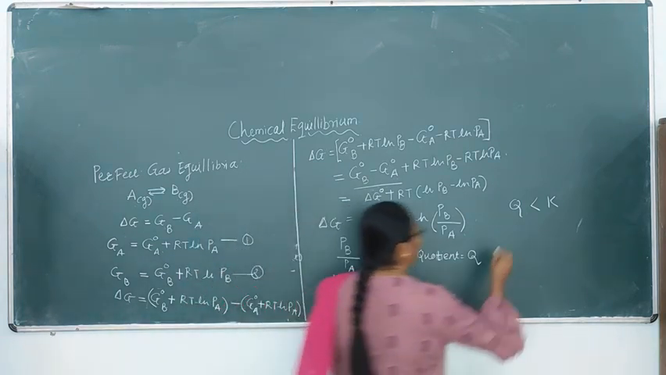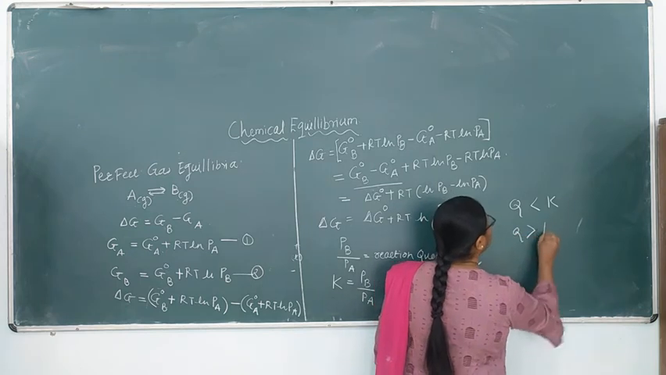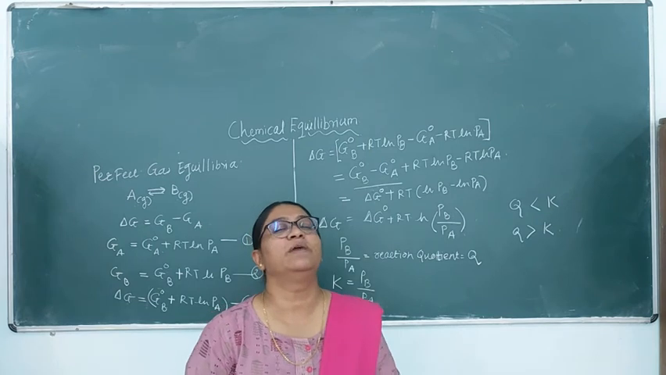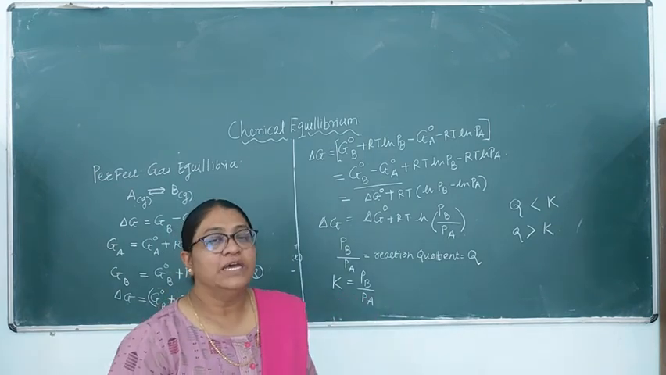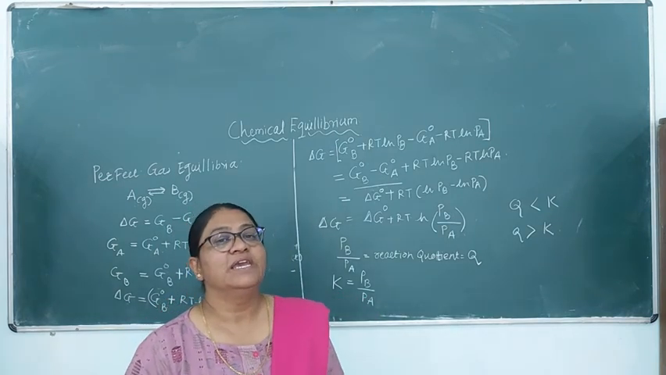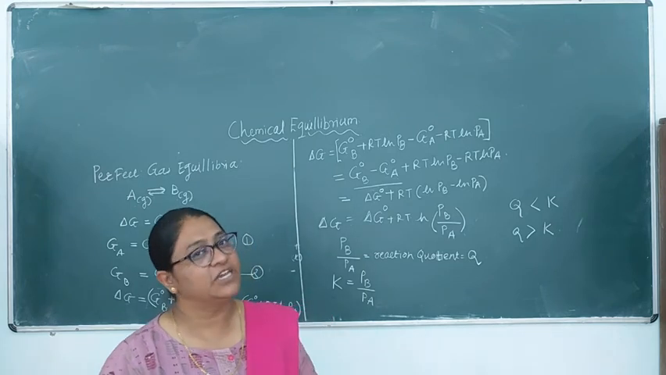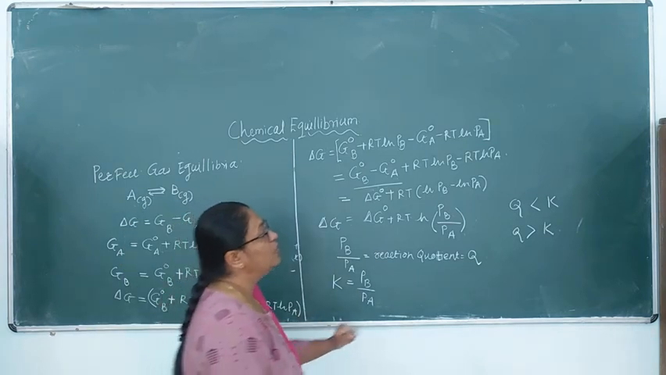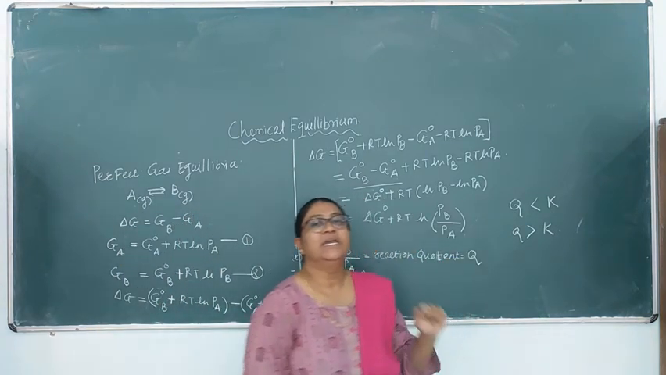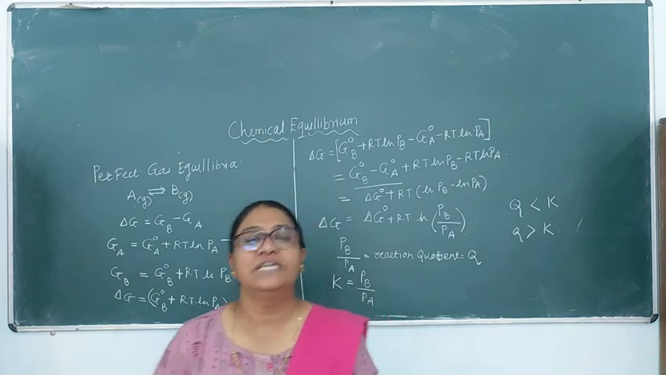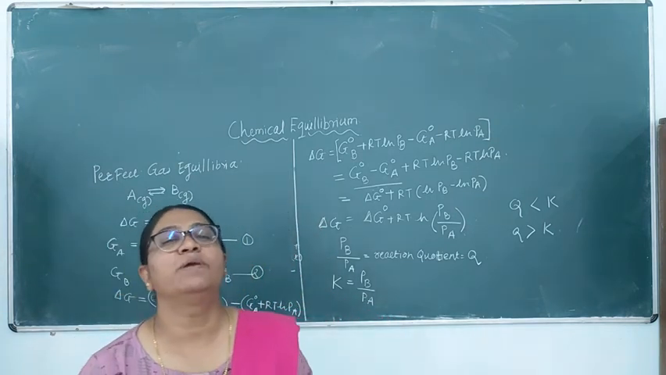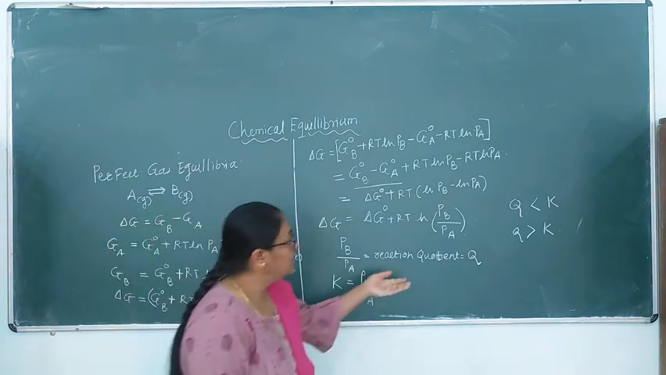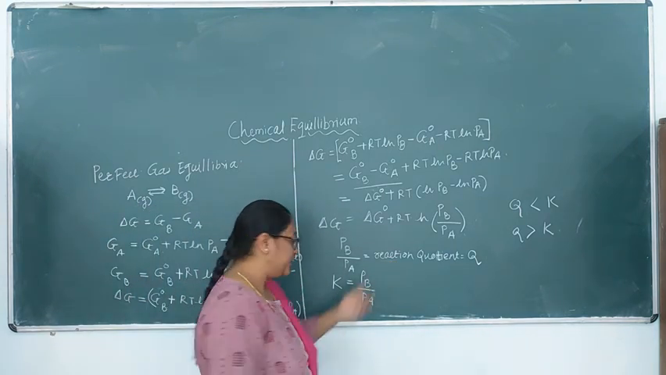And when Q is greater than K, that means the reaction quotient is greater than the equilibrium constant, therefore the backward reaction is more favorable to attain the equilibrium than the forward reaction. So this is how Q, the reaction quotient, makes us decide which reaction is favorable for the equilibrium attainment. So this is the importance of the reaction quotient.